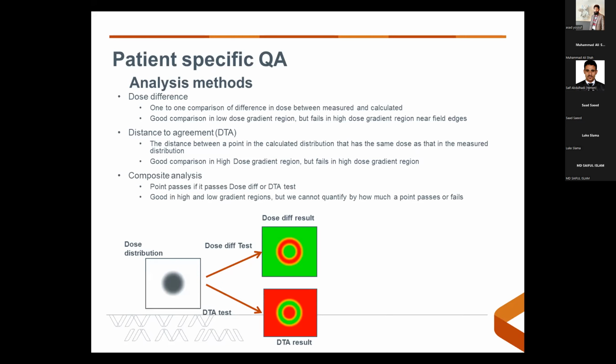We have a question here. In VMAT planning, does the collimator angle reduce the MLC leakage? If yes, then how?